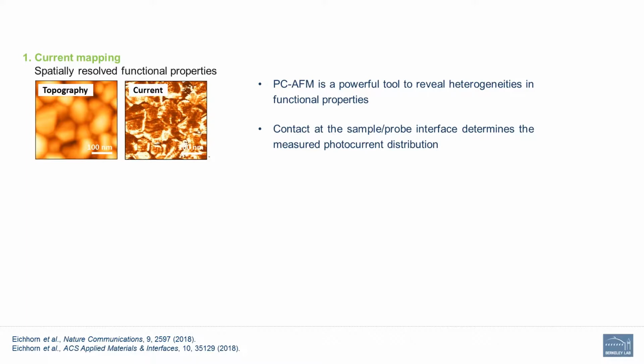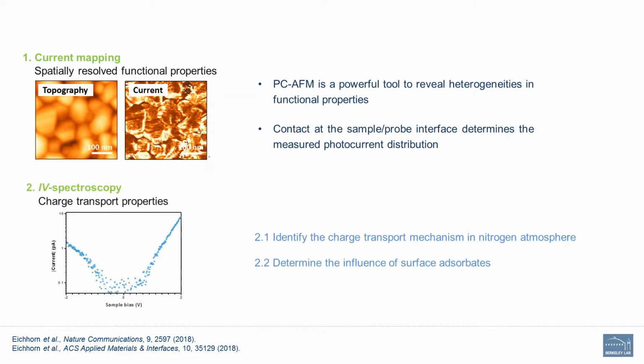These measurements allow us to correlate features with their photoconductivity, but they don't provide any information about the underlying charge transport. To identify the underlying charge transport, we recorded IV spectroscopy in nitrogen atmosphere, and in the following we also investigated the influence of surface isobars on the charge transport mechanism.